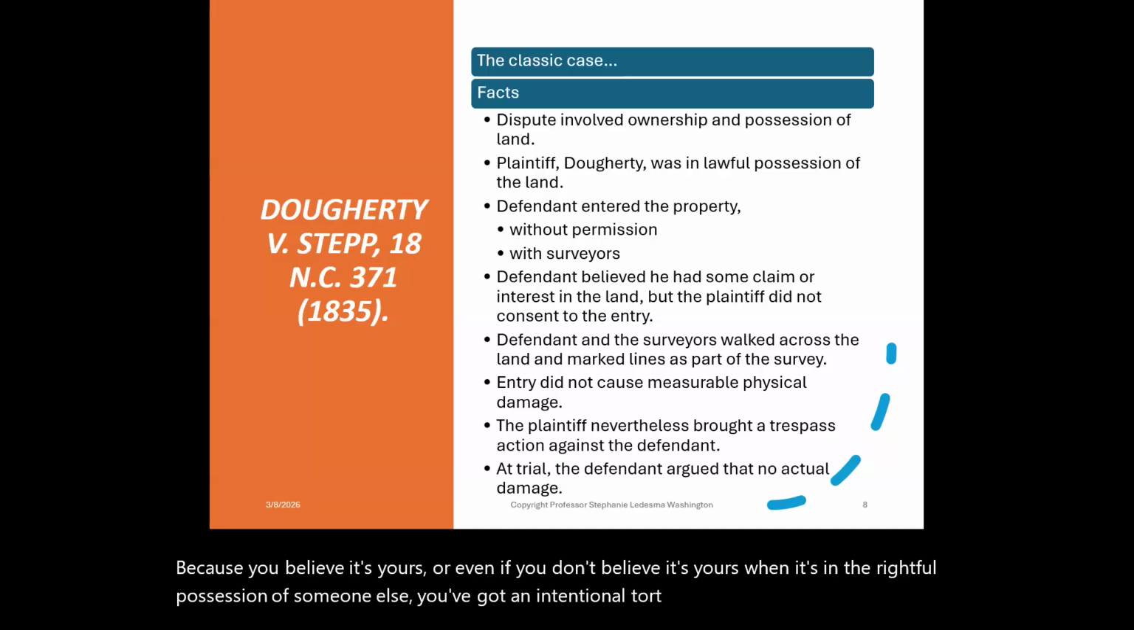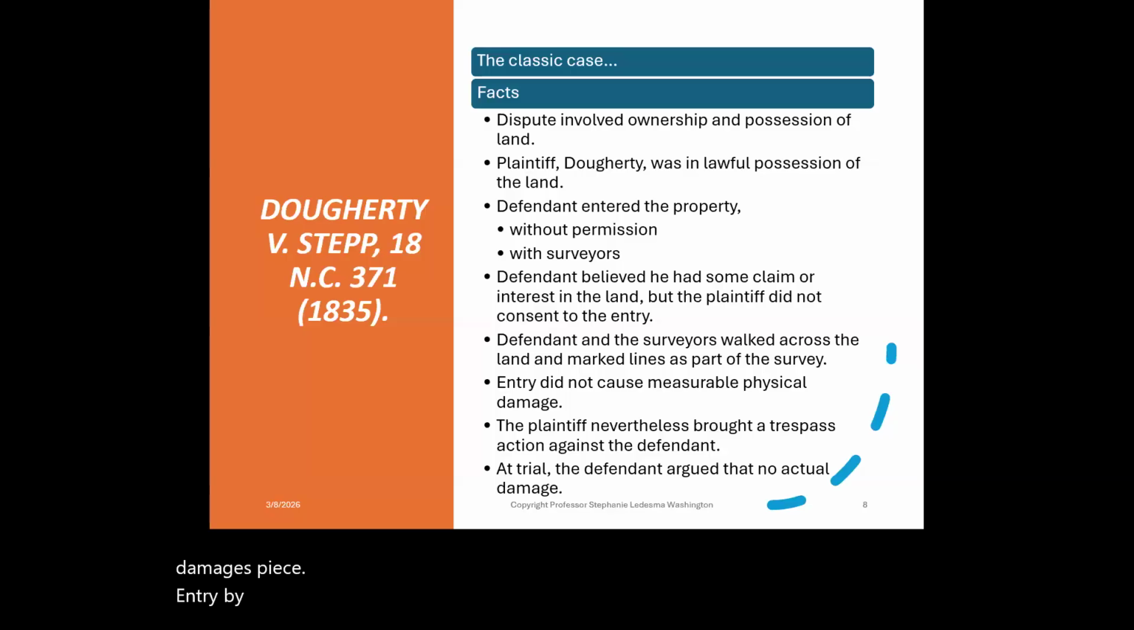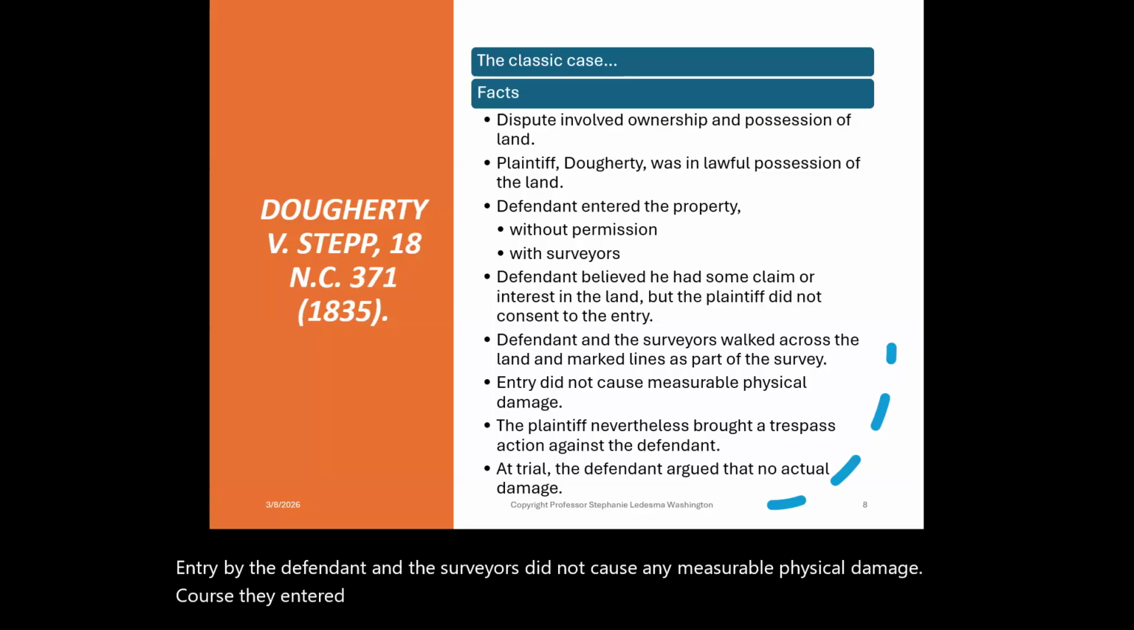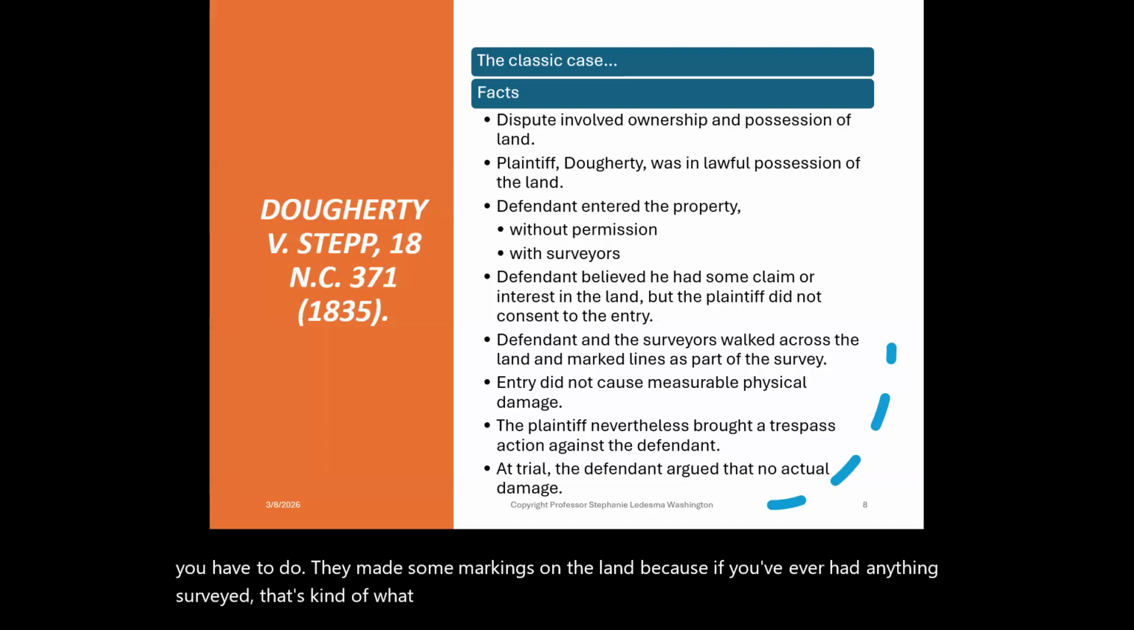So going back to the damages piece, entry by the defendant and the surveyors did not cause any measurable physical damage. Of course, they entered the land without permission. They walked on the land because that's what you have to do. They made some markings on the land because if you've ever had anything surveyed, that's kind of what they do. They mark it all up, but not to the extent of any measurable physical damage.